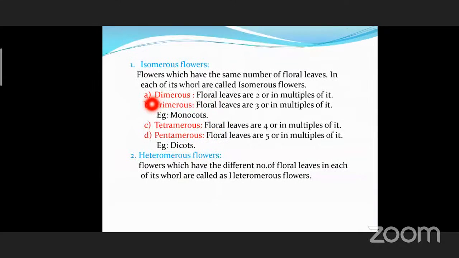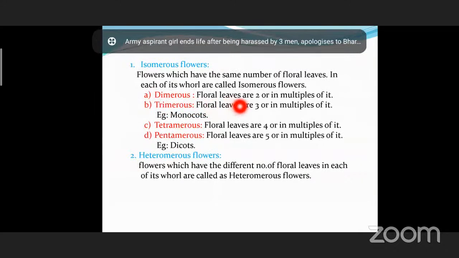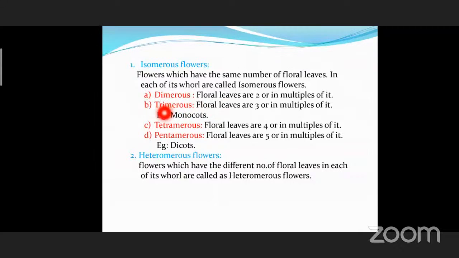Dimerous. Di means two. Floral leaves are two or in multiples of it. This is dimerous flowers. And trimerous. Tri means three. So floral leaves are three or in multiples of it. Example, monocots. Tetramerous. Tetra means four. Floral leaves are four or multiples of it.